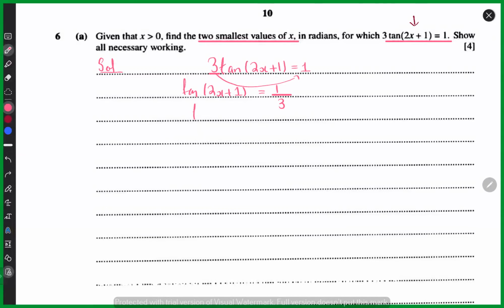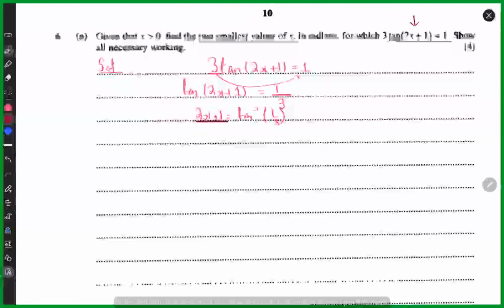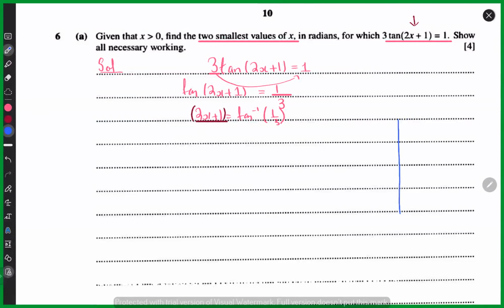I'll take tan inverse on the other side, and this would give me 2x plus 1 equals tan inverse of 1 by 3. At this point, either you can replace this entire thing with theta or you can directly consider this the theta. That's also fine. Next, I need to talk about quadrants because tan was basically equal to 1 by 3 even before this step. Let's write it down this way.